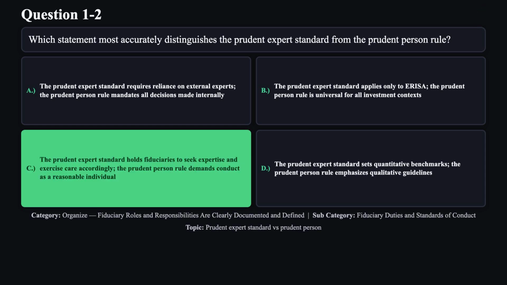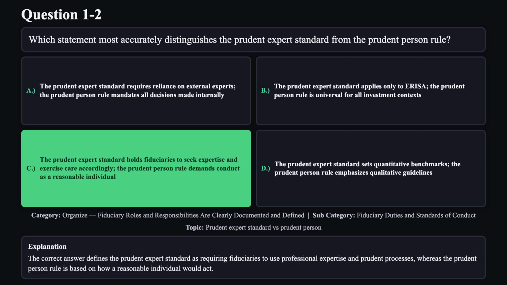The correct answer is C. The correct answer defines the prudent expert standard as requiring fiduciaries to use professional expertise and prudent processes, whereas the prudent person rule is based on how a reasonable individual would act.